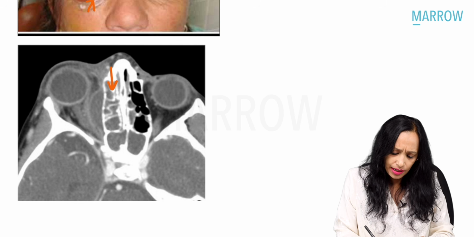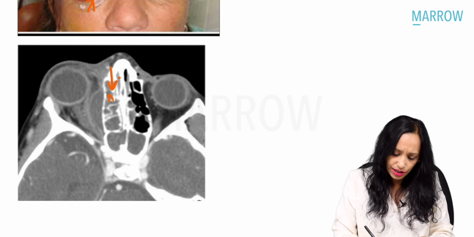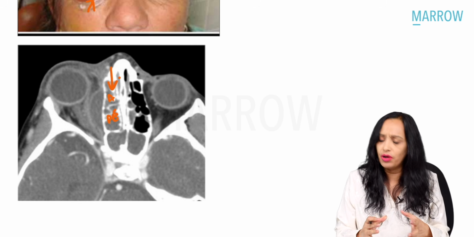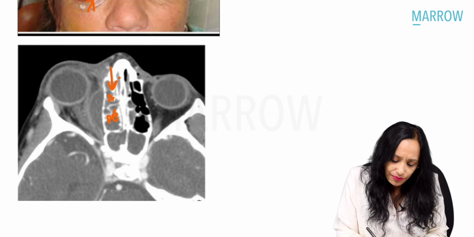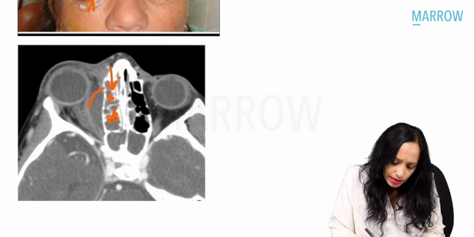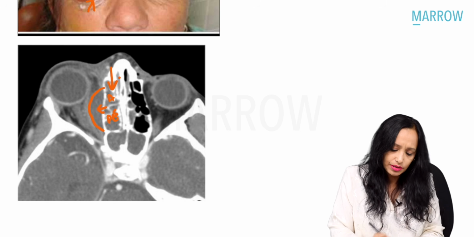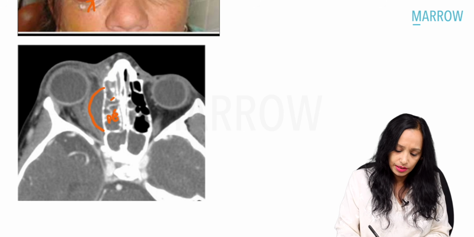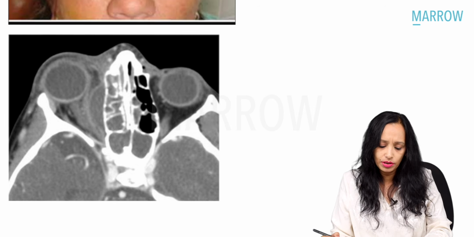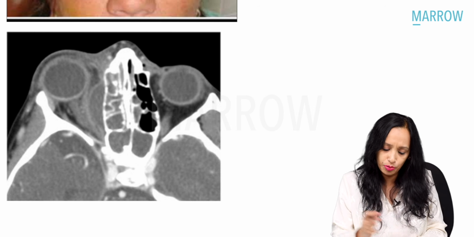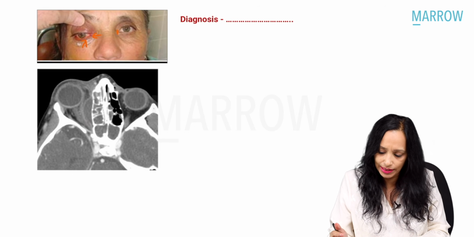Here inside the nostril we can see the anterior ethmoid, the posterior ethmoid, all of them are infected, and we can see that there is a subperiosteal abscess. Can you make out? See again. Yes, there is a subperiosteal abscess pushing the orbital cone on one side.